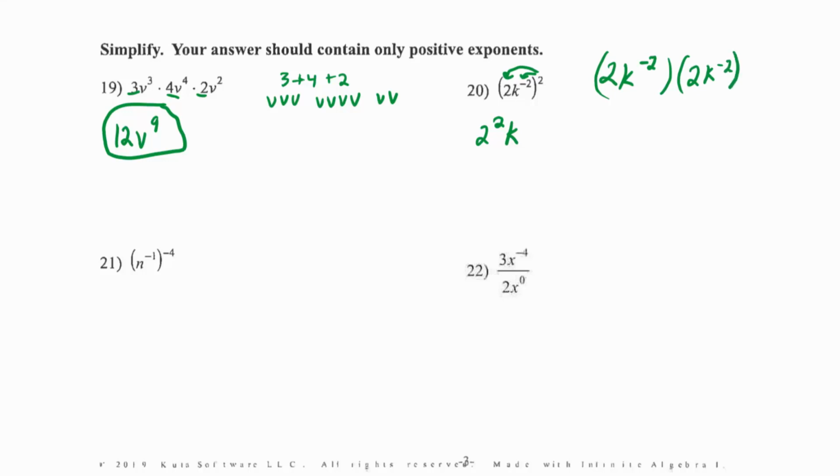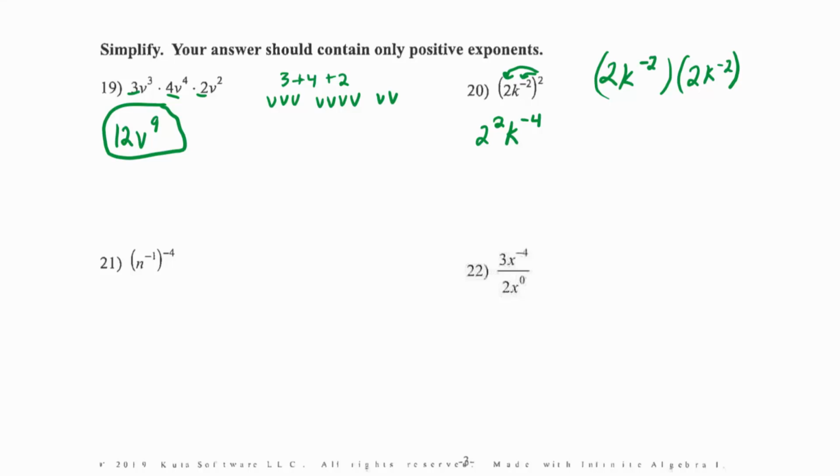And so that means that I'm going to do 2 times 2, which is 2 squared, but I'm also going to do k to the negative 2 and k to the negative 2, which when you add those together is negative 4. The same idea is doing negative 2 times 2 gives you negative 4. Now, we are going to write our answer with only positive exponents.